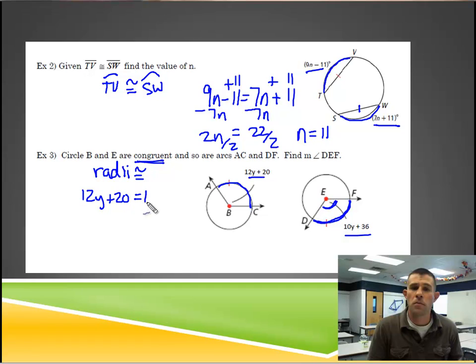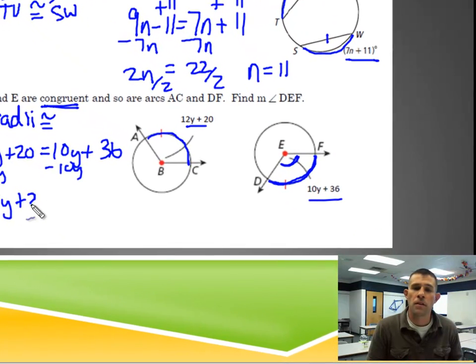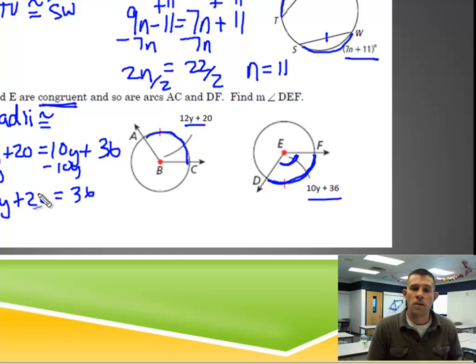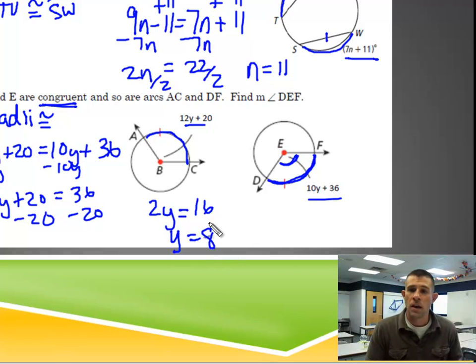So I'm going to start by setting these two equal to each other and finding my value for y. So 12y plus 20 is equal to 10y plus 36. Subtract my 10y. That gives me 2y on this side plus 20 is equal to 36. Now I need to subtract my 20, and I'm going to end up with 2y is equal to 36 minus 20, which is 16. Divide off the 2, that gives me a value of y to be 8.